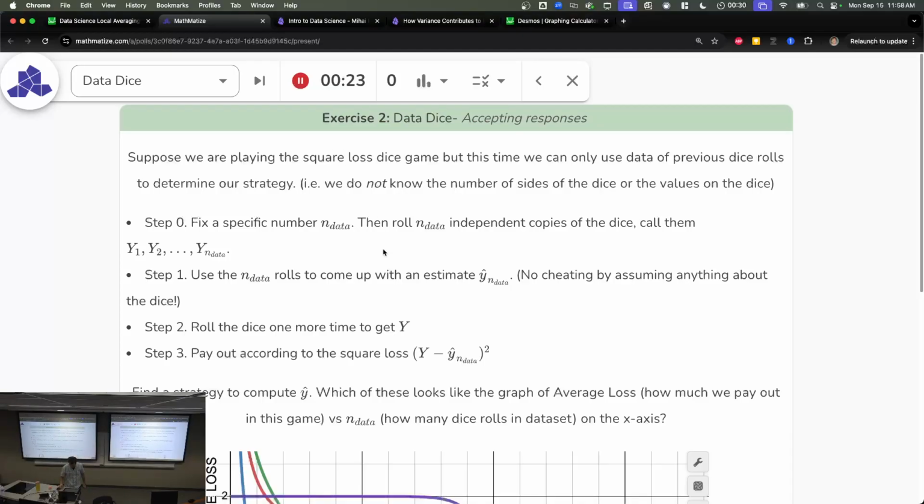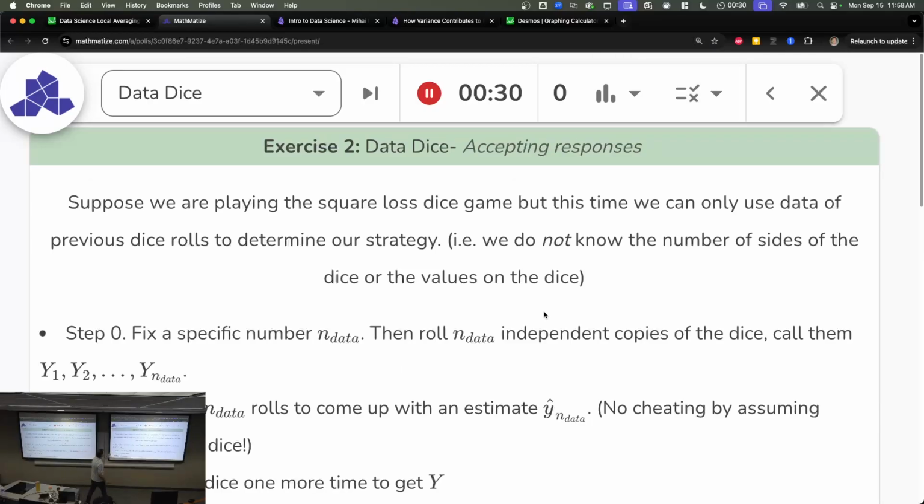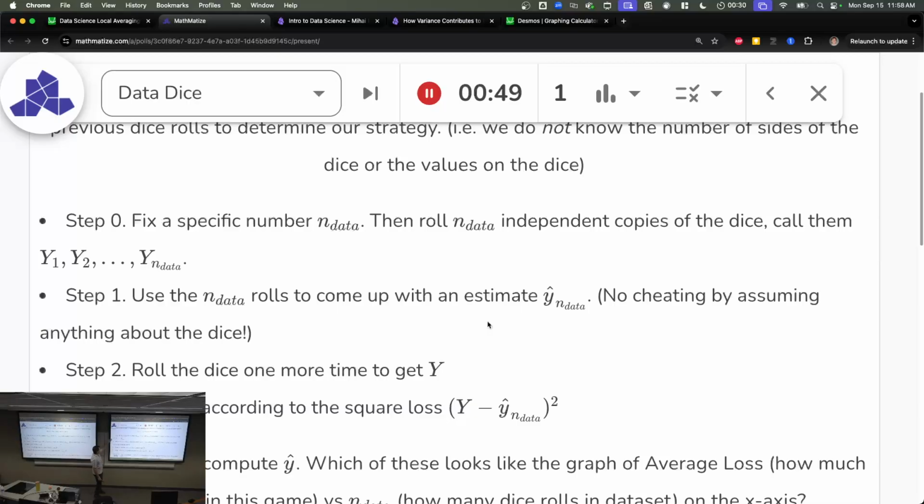But what you do know is I will let you see the result of me rolling the dice. So we are going to roll it n data times, where n data is the number of data points you have, and you get to see the results. You get to see y1, y2, all the way up to y n data. So you get to collect some data about the dice, and then you're going to use that to make the decision. Use the rolls, y1, y2, up to y n data, to come up with an estimate for y hat. And I will emphasize, no cheating by assuming anything about the dice.